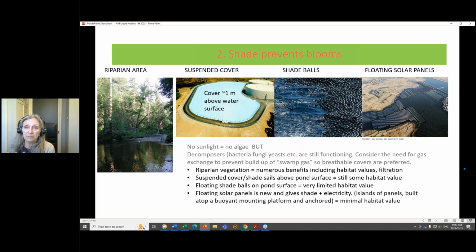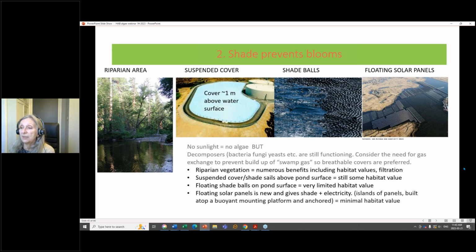Well, the absolute best is an intact riparian area along your stream, river, or lake. They provide numerous benefits, including habitat values and filtration. I'll explain more about that in a minute. Suspended covers or shade sails above the pond or water surface also work well. A little bit of habitat value, not much.